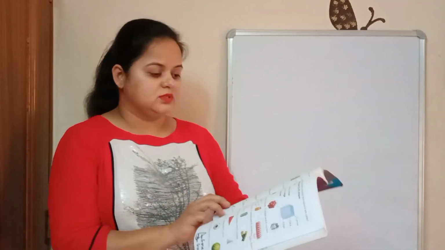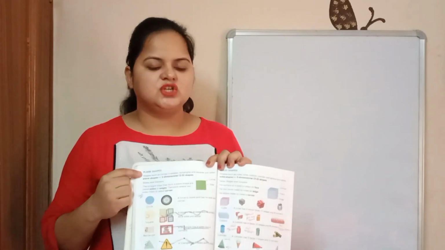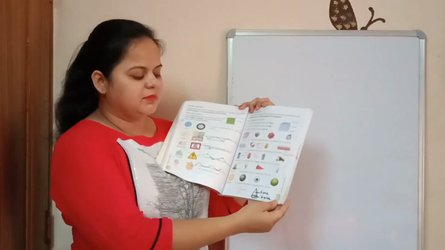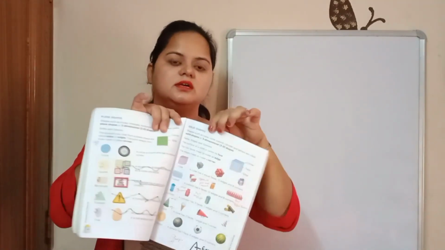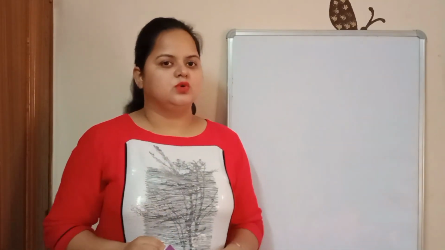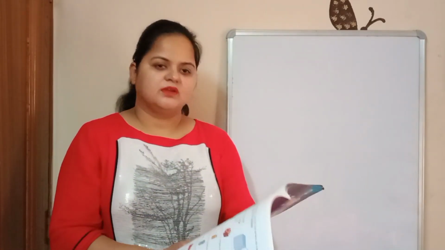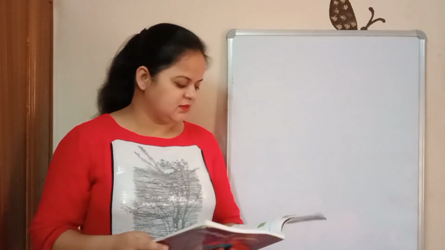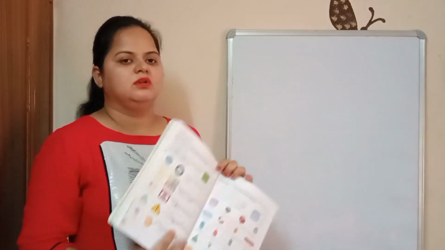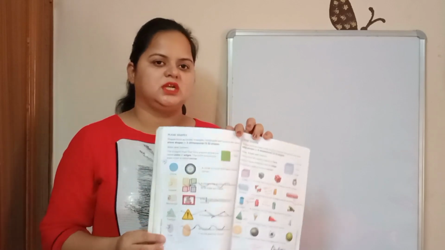Okay. So, see here on page number 46, there are plane shapes, and on page number 47, here are solid shapes. Today, I will show you some objects and we will discuss the faces, edges, and corners of the shapes. Okay, so let's start. First of all, we will talk about plane shapes.